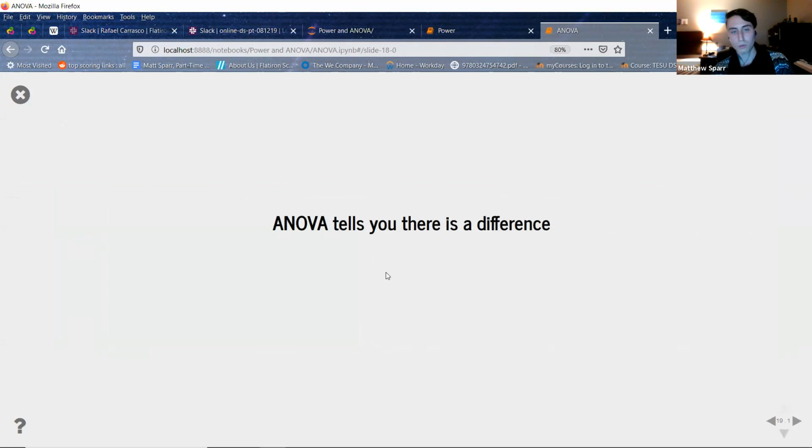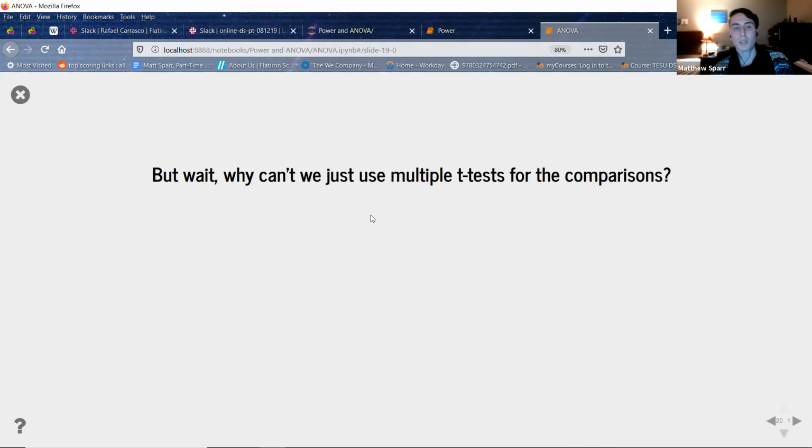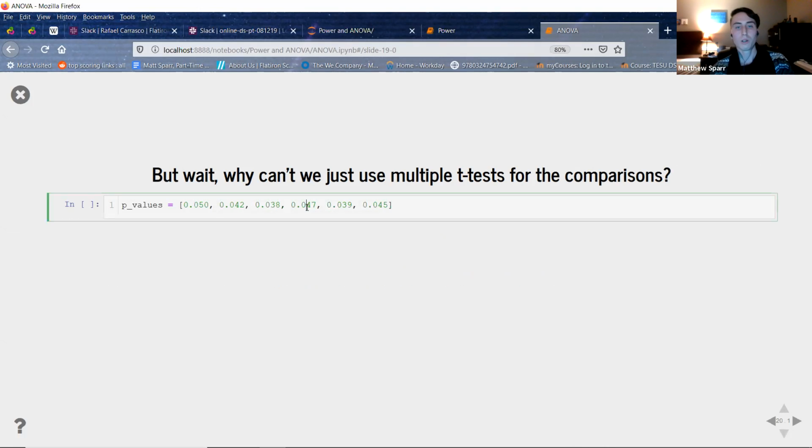So to summarize, ANOVA tells you there's a difference. Tukey's tells you where the difference is. But wait, why didn't we just do multiple t-tests to make all those comparisons between the different groups? Well, let's say these are the p-values we got for testing all 6 of our possible combinations. We can see they're all 0.05 or less, so we would reject the null in all of them.